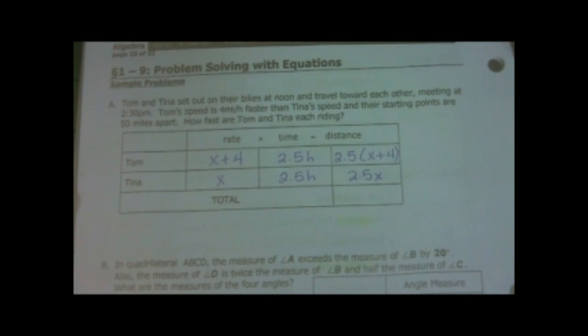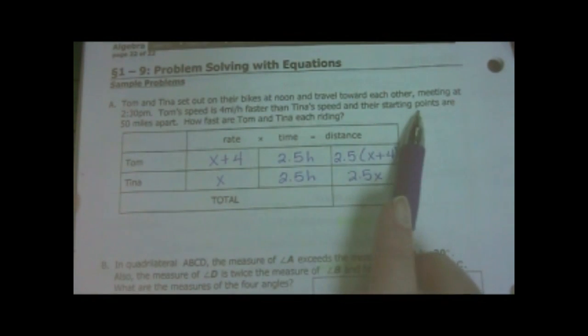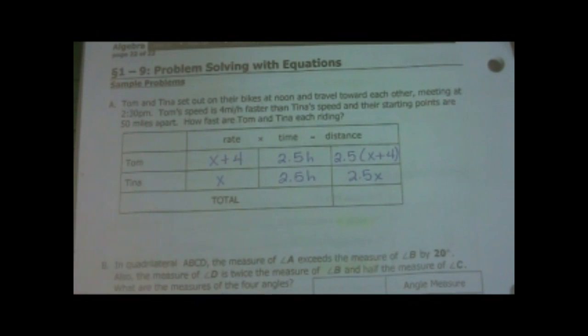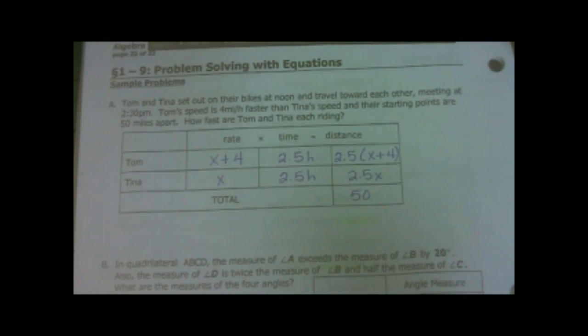Now, here's the last piece of information we know. Their starting points are 50 miles apart. So however much they each rode, and it's not 25 and 25, because remember, he rode faster, so he's going to cover more distance than she is. It's a different split. But we know that together it adds up to 50. We just don't know how it splits up. So together, it adds up to 50. Now, we actually don't care how it splits up because that's not what we're being asked. So, we don't know that, but we don't care.